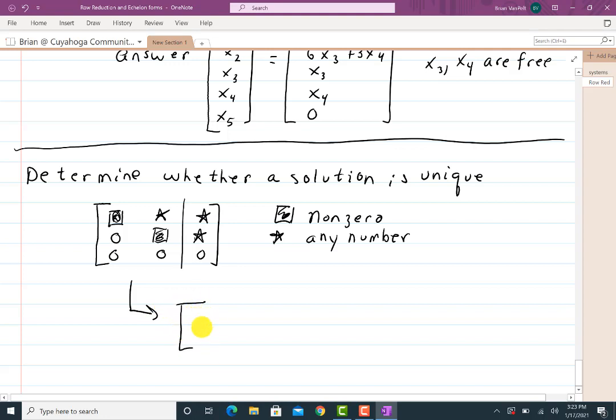So I'll still get, and for some reason I keep making these too small. Let me change that 0 to my block.